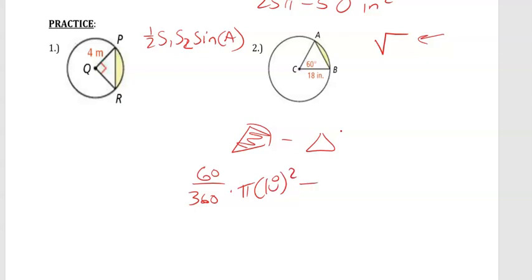minus, technically we could do 1/2 base times height. We could do 1/2 side 1, side 2, sine of the angle, but I'm telling you not to do that because I don't want a decimal. Or you could do 1/2 apothem times perimeter because it is a regular triangle. It is equilateral. I think I'm going to do this one.